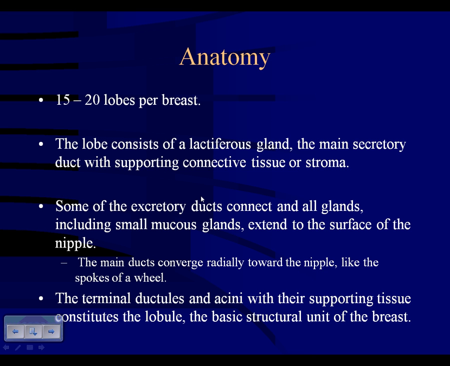Now, the terminal ductules and acini with their supporting tissue constitute what's called a lobule. So each lobe of a breast has many lobules, many branches of the tree, so to speak, that form these leaves. Each lobule, there's many lobules within a given lobe, and that's the basic structural unit of the breast.